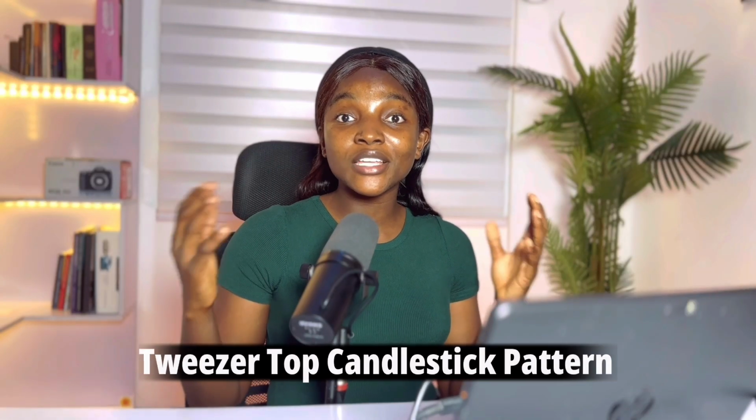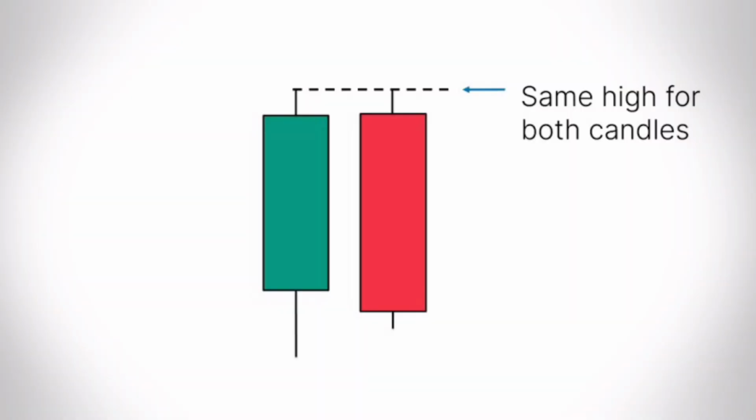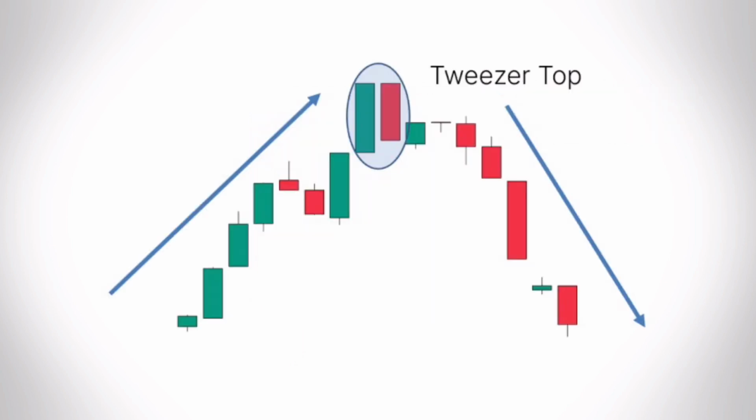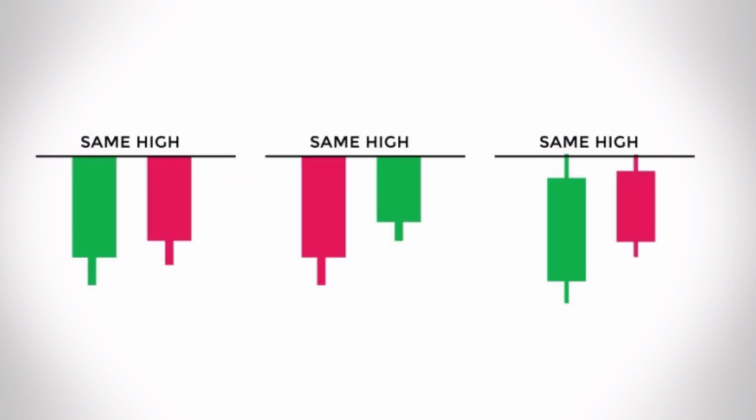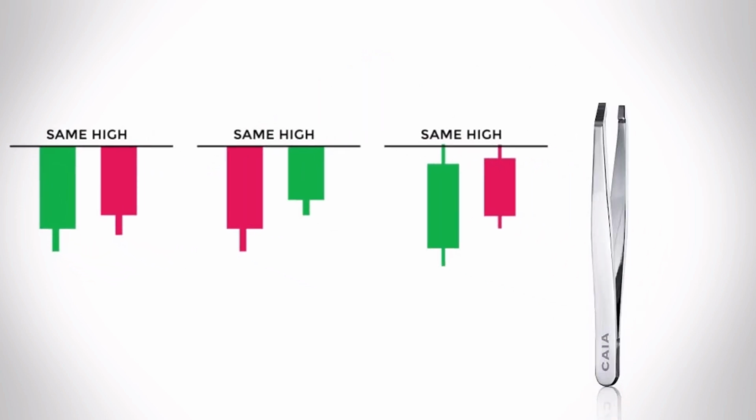Next, we have the Tweezer top candlestick pattern. The Tweezer top is a bearish reversal pattern formed by two consecutive candles at the peak of an uptrend. It signals that buying momentum is weakening and sellers may soon take control of the market. The two candlesticks that make up this pattern have nearly identical heights, which resembles the tweezers used in daily life, symbolizing resistance at a particular price level. This pattern is often a warning sign for traders to consider exiting long positions.